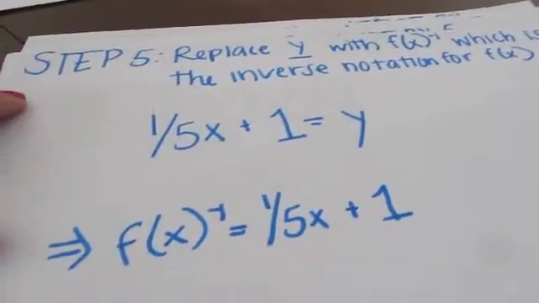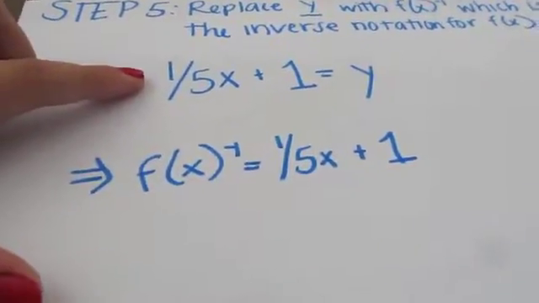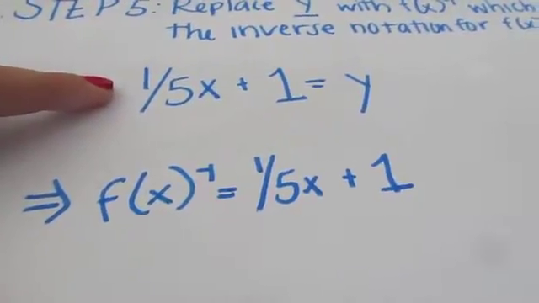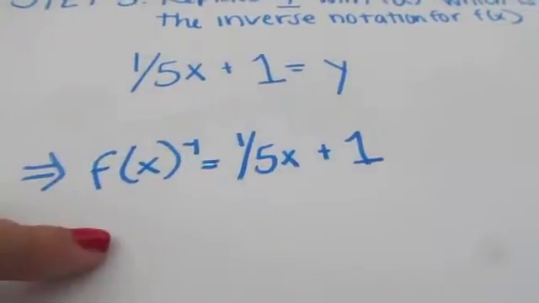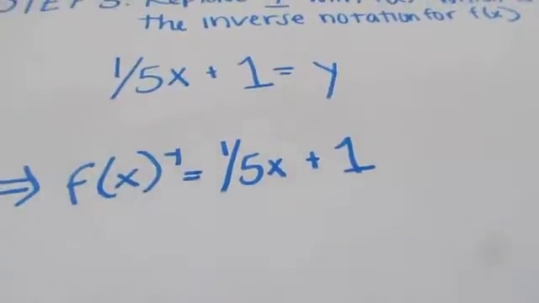Now the fifth step is to replace y with the inverse function. So right here the equation we have is 1/5 x plus 1 equals y. Now to make it the inverse, it will equal the inverse of 1/5 x plus 1.